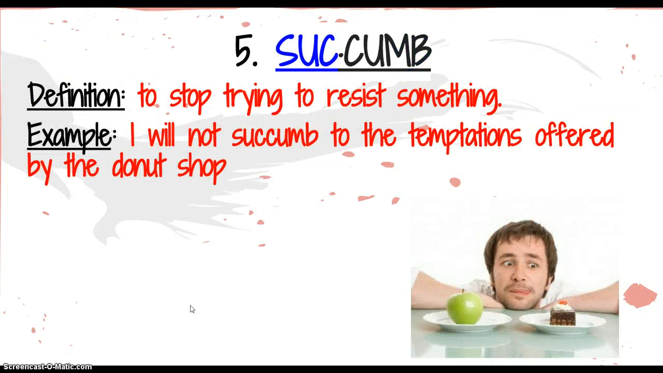The next word is succumb. Just like you've done with the first 4 words, you're going to separate the prefix from the base word by drawing a line right here. Succumb. Definition: to stop trying to resist something. Example: I will not succumb to the temptations offered by the donut shop. And here's this little picture of this man. He has a choice between the apple or the cake, but let's see what he succumbs to.